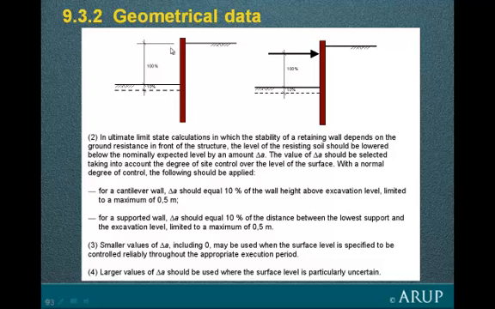So for a cantilever wall here, we lower the surface by 10% of the wall or supported height. For a propped wall, we lower by 10% of the distance below the prop.